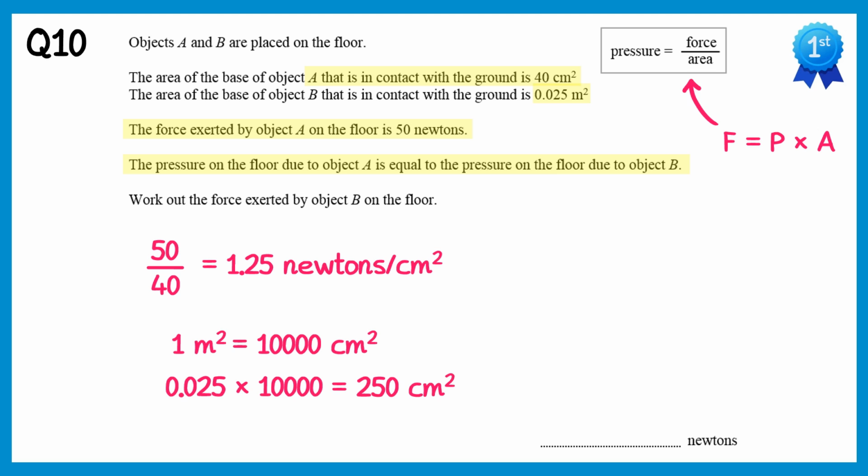We can now use the formula, force equals pressure times area. We know the pressure is 1.25, and we know the area is 250, times these together and you'll get 312.5 newtons.